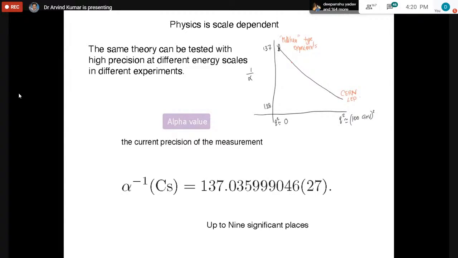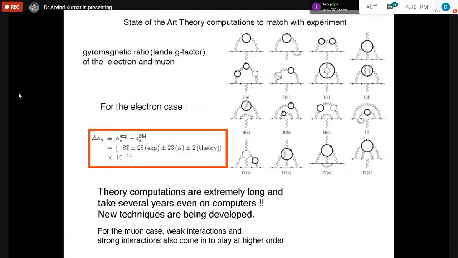Now, just to tell you the precision of the experiment, alpha right now, measured through atomic cesium, is significant up to 9 decimal places. Now you tell me how precise your theory should be to match an experimental number like that. It is accurate up to 9 decimal places. This is also called the jewel of quantum field theory because it matches with experiment at very high precision. Okay, now let's go to the next slide.